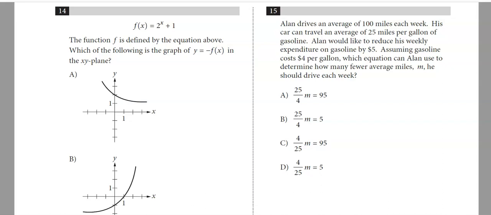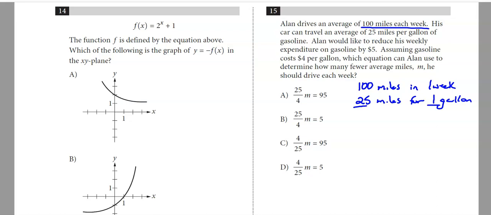So let me try this. If he drives 100 miles per week, so he can go 100 miles in 1 week, and his car gets 25 miles for every 1 gallon of gas. Well, that right there can help me figure out how many gallons he uses. So if it's 25 miles for 1 gallon, it would be 100 miles, what he goes in a week, for 4 gallons. Okay, so I just kind of scaled it up a little bit. So I know that he's using 4 gallons per week.